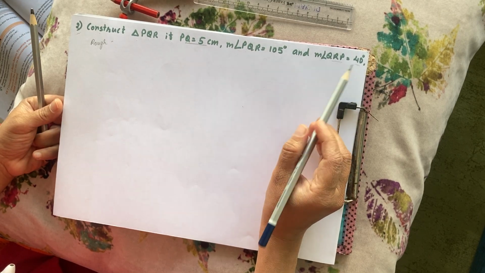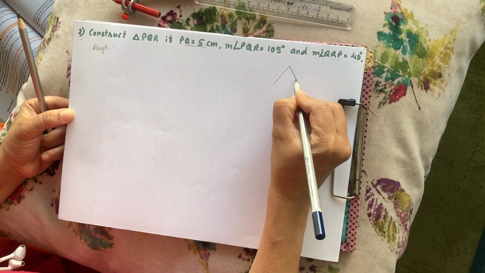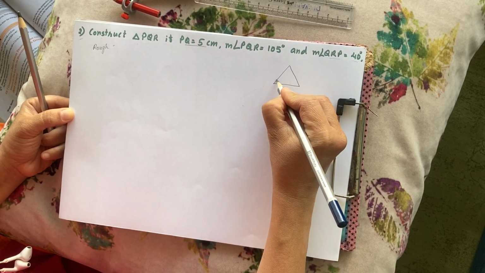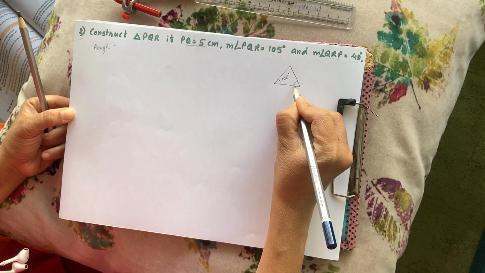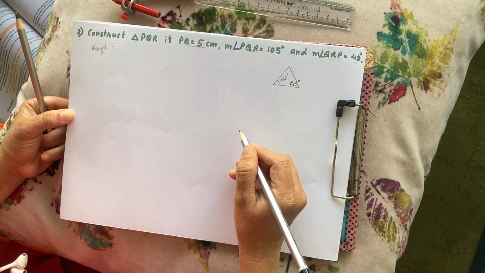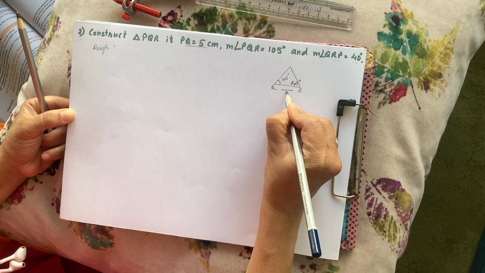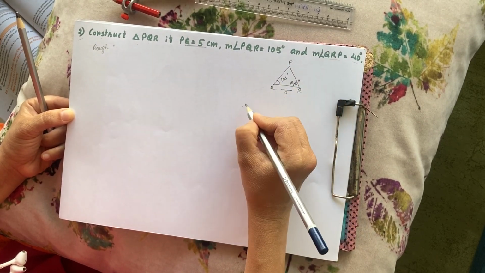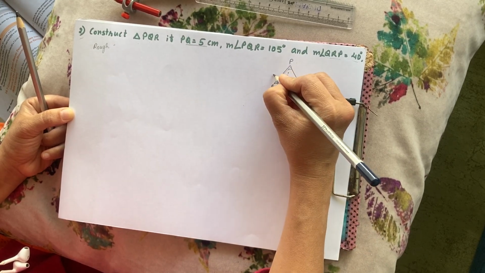Now here is a very important point I want to tell you. Suppose I am drawing this triangle. Angle Q is given to me as 105 degree. R is given to me which is 40 degree. But QR, this one, is not given. Angle P is not given, but PQ is given. So you will think, teacher, how will we draw?